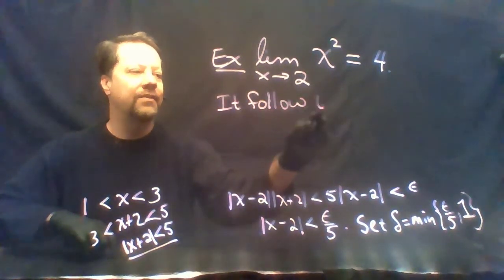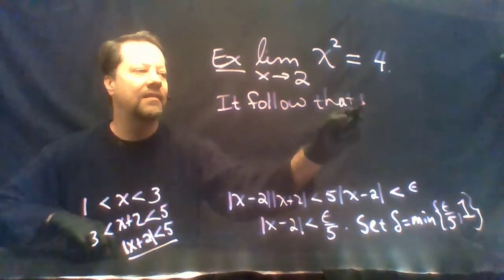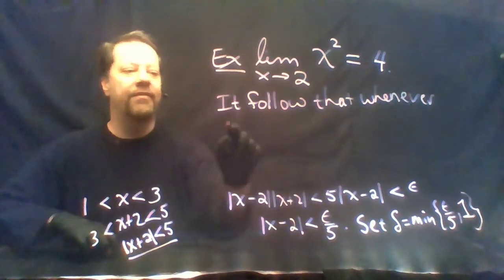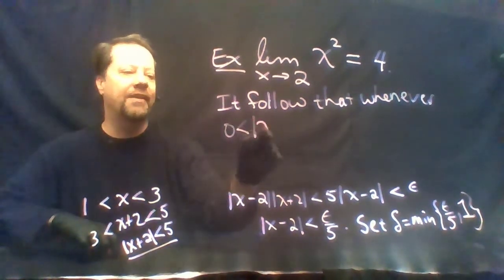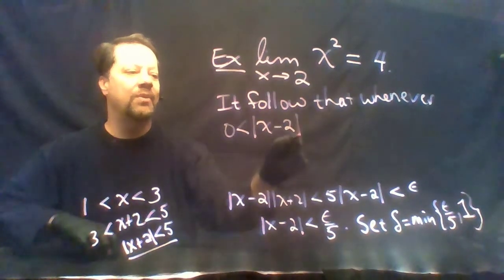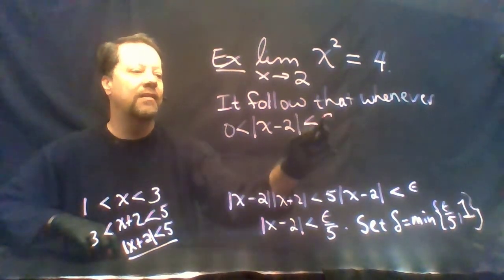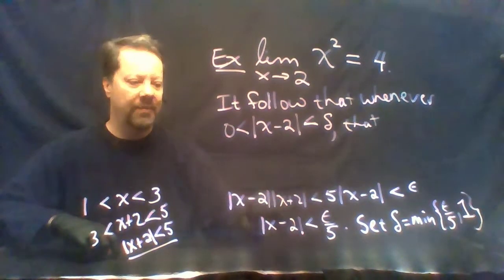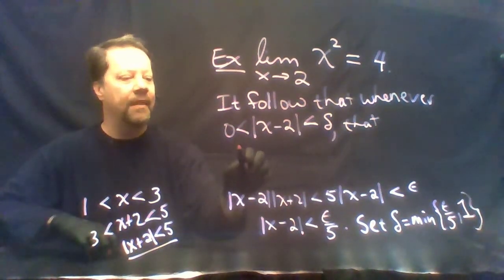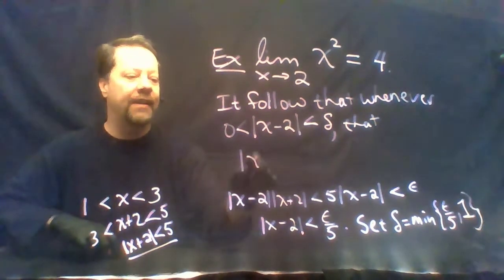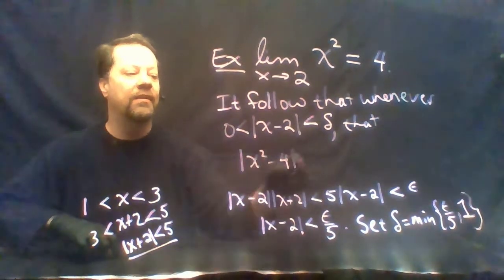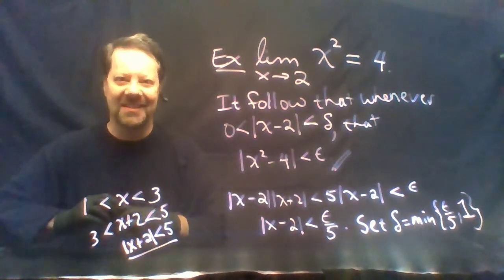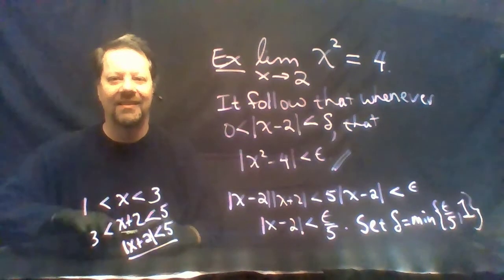It follows that whenever 0 is less than the absolute value of x minus 2 is less than this delta that we've chosen, because of this sequence of inequalities, the absolute value of x squared minus 4 will be less than epsilon. And that's the end of the proof.